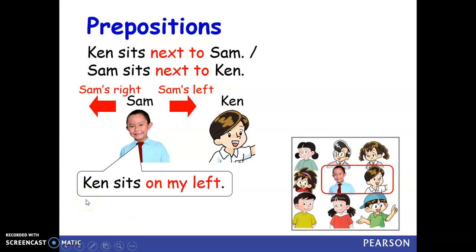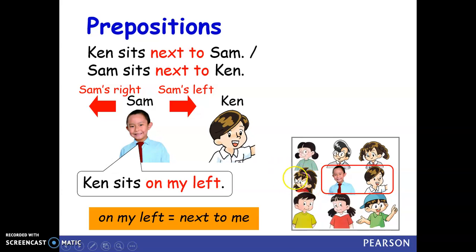So another way that Sam can say where Ken is sitting is, he can say Ken sits on my left. You can use on my left or on my right. So can you see in the picture, this girl, do you think she's sitting on the left or the right of Sam?